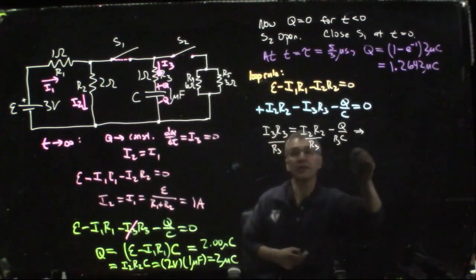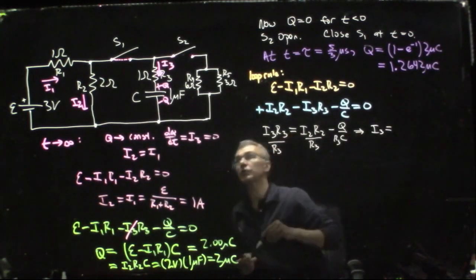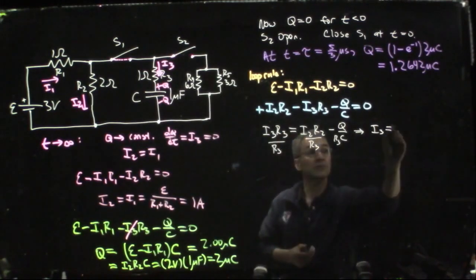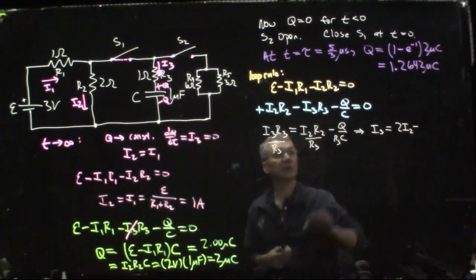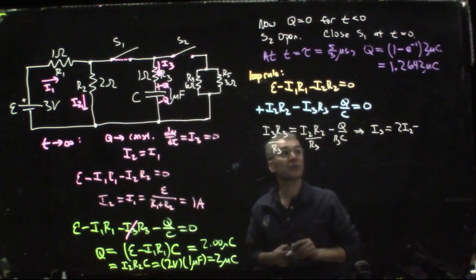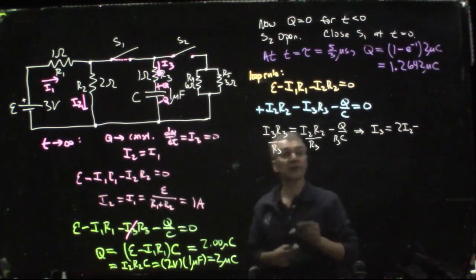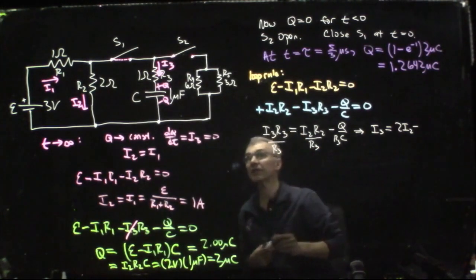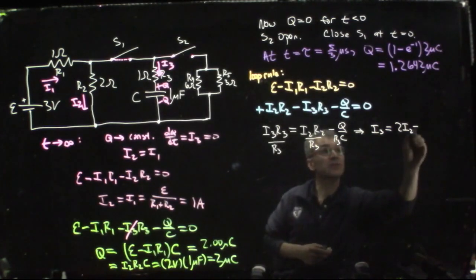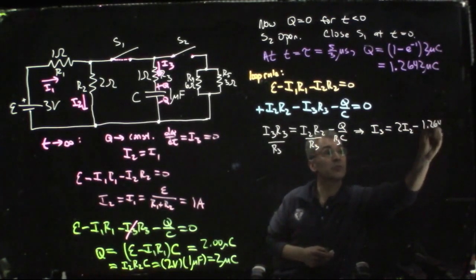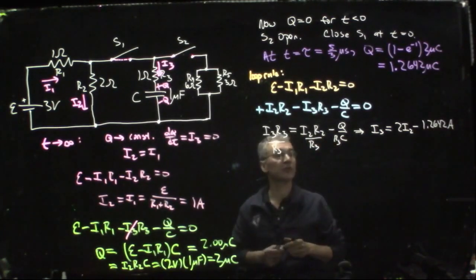That gives us I3 equals R2 over R3 is 2. So this is 2I2. Q over C is 1.2642 volts because C is 1 microfarad. So Q over R3C, R3 is 1 ohm. So this is 1.2642 amps is Q over R3C.